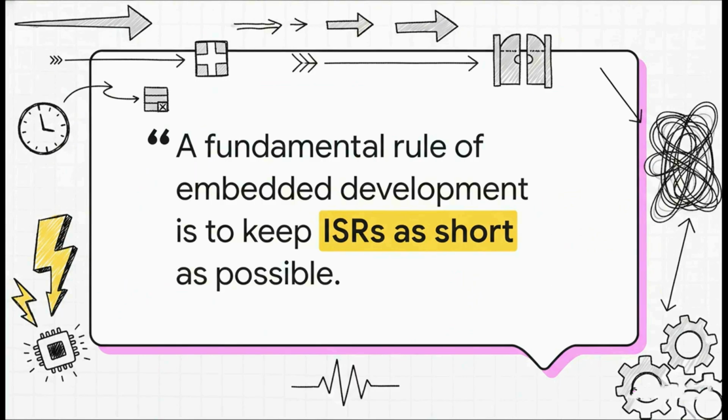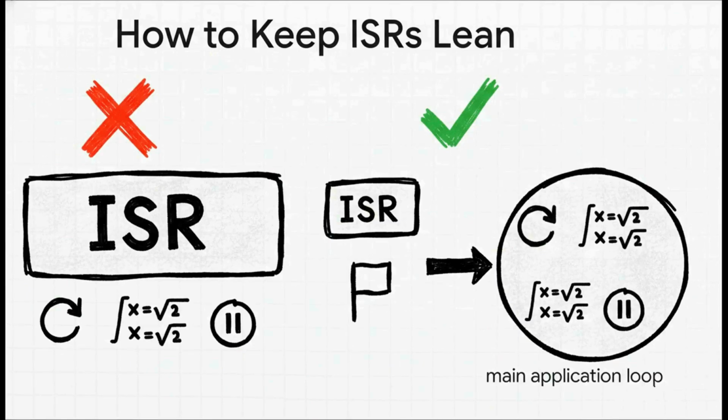This right here is the golden rule. If you remember one thing about interrupts, make it this. Your ISR needs to be fast, like lightning fast. Its only job should be to get in, do the absolute bare minimum, and get out. If you spend too much time in an ISR, you risk blocking other, more important interrupts, and that's how systems become unstable. So how do we keep them lean and mean?